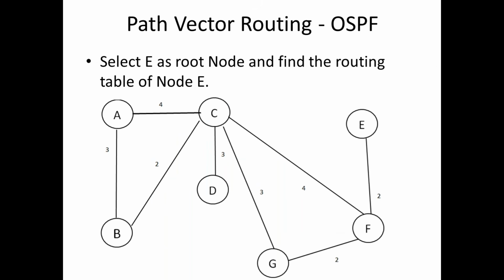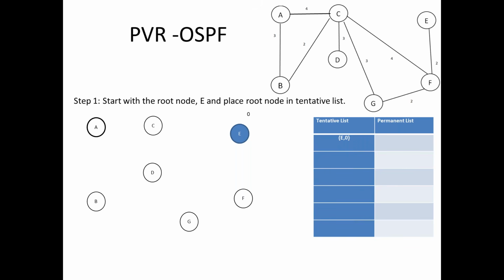And next one, path vector routing. In path vector routing we are going for OSPF, open shortest path first. The same network we have given for you, and now we have to find the routing table of node E. To start with, the first thing is that we have to finalize the root node. Here we have to find the routing table of E, so our root node is E.